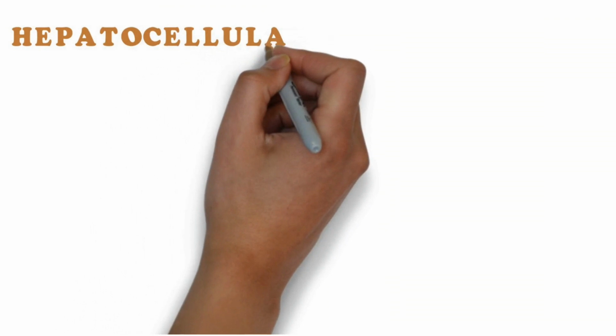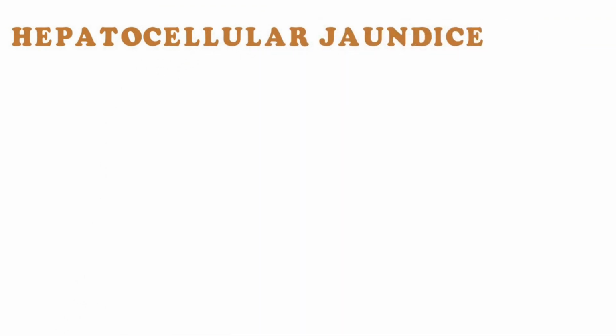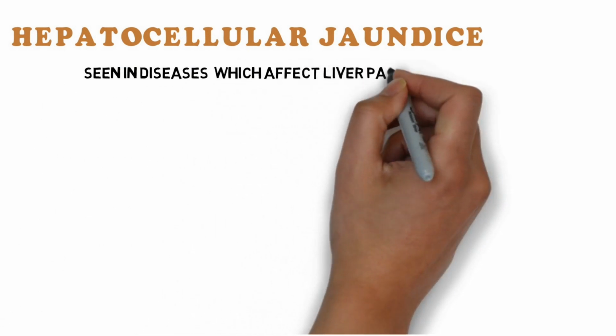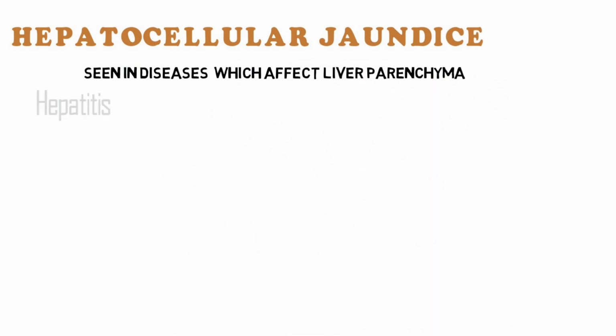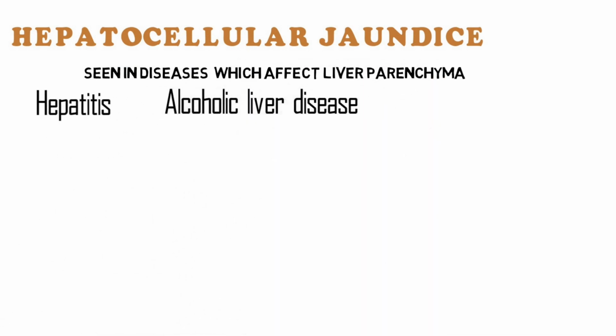Now, after this, let's move on to hepatocellular jaundice. Hepatocellular jaundice is seen in many diseases which affect liver parenchyma, like hepatitis, alcoholic liver diseases. Not only this, but it also involves many genetic conditions.